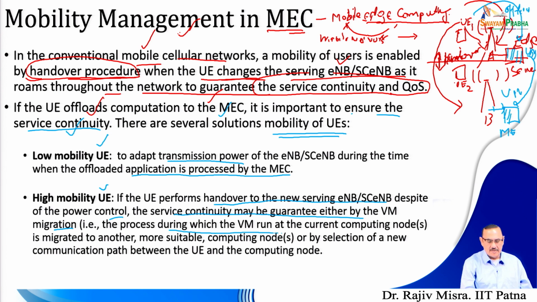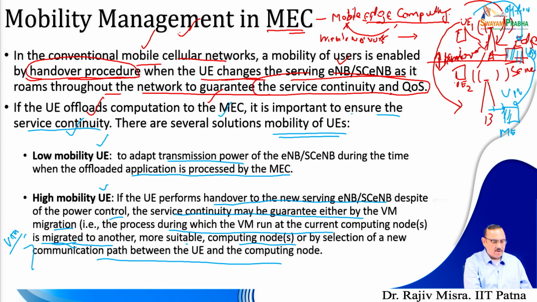So, the process during which the virtual machines run at the current computing node is migrated to another, more suitable computing node, or by selection of a new communication path between user equipment and the computing node. So, what is that particular selection criteria for virtual machine migration?